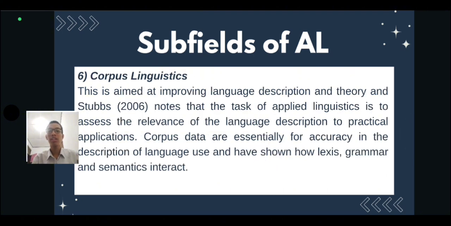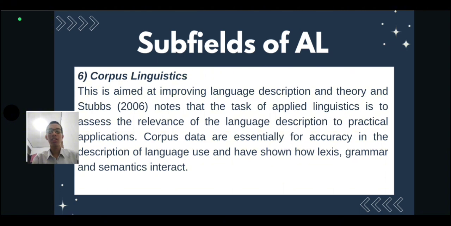And the last is corpus linguistics. This aims at improving language description and theory. Note that the task of applied linguistics is to assess the relevance of the language description to practical application. Corpus data are essential for accuracy in the description of language use and have shown how lexis, grammar, and semantics interact.